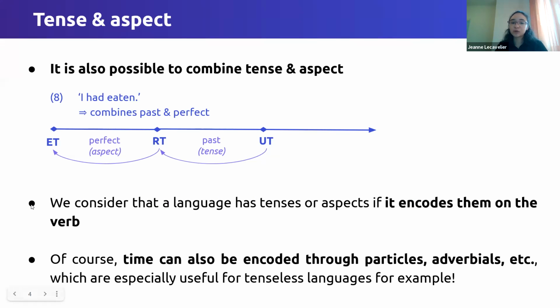What is important here is that we consider that a language has tense or aspect if it encodes them, or at least one of them, on the verb. Of course, it's possible to express tenses or aspects through other means, such as periphrastic expressions, context, particles, adverbials, etc. And this is especially useful for languages that are tenseless or aspectless. But we will qualify a language as tenseless or aspectless if it doesn't code them on the verb.